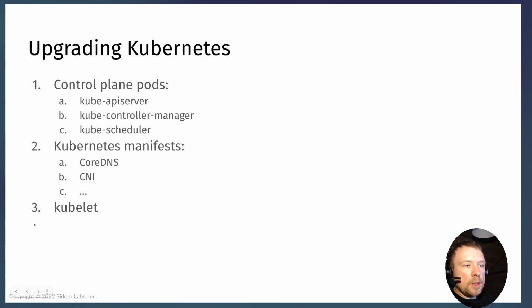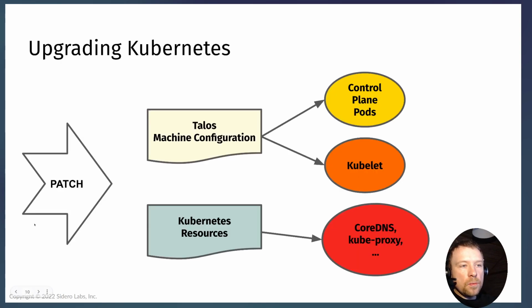So let's talk about how the upgrade process works. In Talos, in the CLI called talosctl, we have a command called upgrade-k8s, which actually performs the upgrade. The upgrade is completely client side, and all that tool does is basically patching either the Talos machine configuration or patching Kubernetes resources to perform an upgrade.